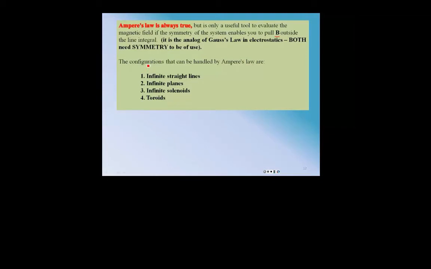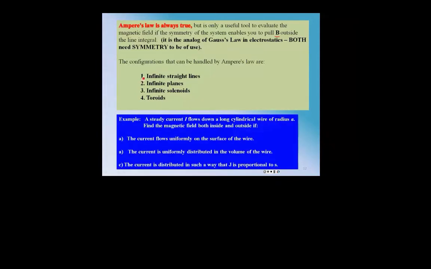So here are some examples where the configurations that are easily done with Ampere's law are straight lines, planes, solenoids, and toroids. And we'll take a look at some of these. Let's take a steady current I that flows down a long cylindrical wire of radius a, and we're to find the magnetic field both inside and outside. And we'll look at three cases.